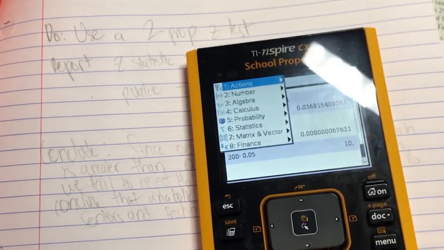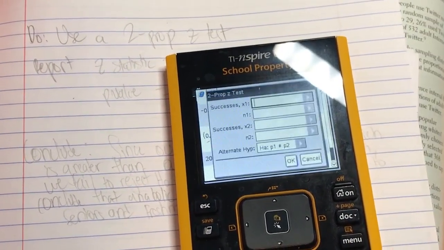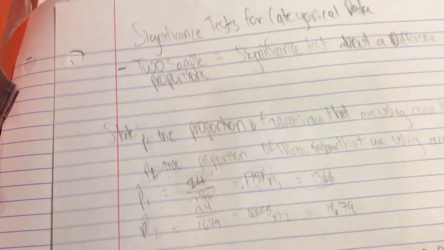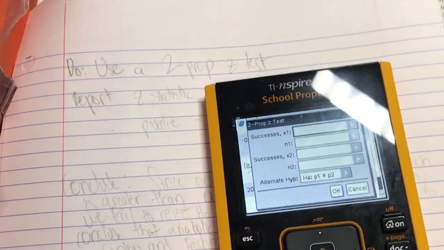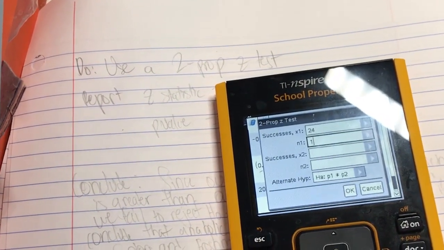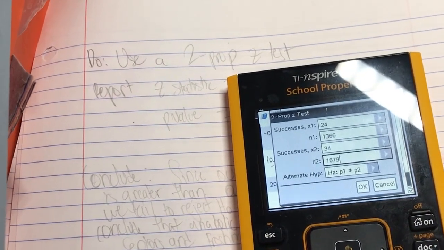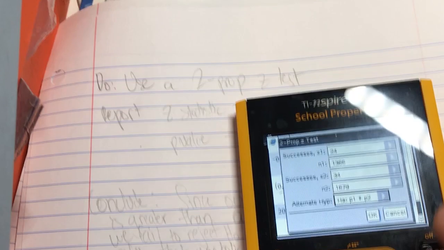So we're going to use menu, statistics, stats test, which is 7, and then a 2 prop z test, because we're looking at 2 proportions. So we're counting successes as the amount of people that took steroids in our sample. So in seniors, we have 24 successes, 1,366 total seniors. So we're going to put in 24 over 1,366. The other one is 34 over 1,679. And this is a 2-tailed significance test, so p1 is not equal to p2.